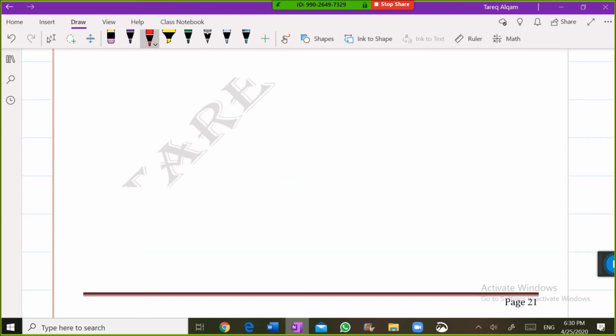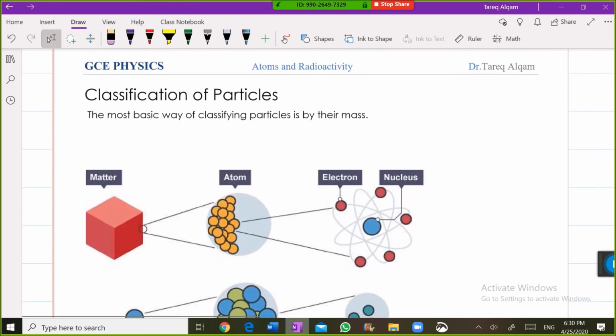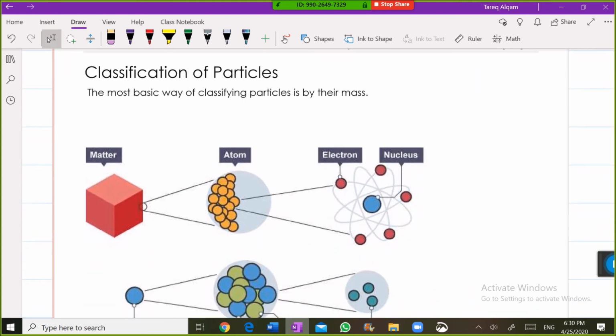طيب guys، بهذا التوبيك بس خليكم معي. I need بس only 10 minutes. تمام 10 minutes or I will stop. Okay، بكون خلصت ال radioactive material.